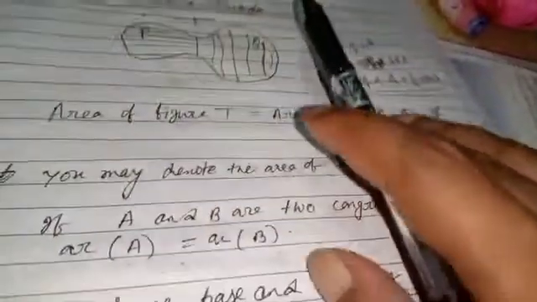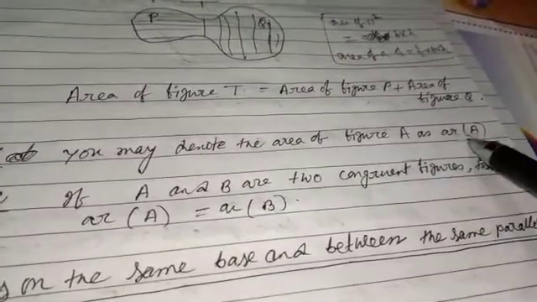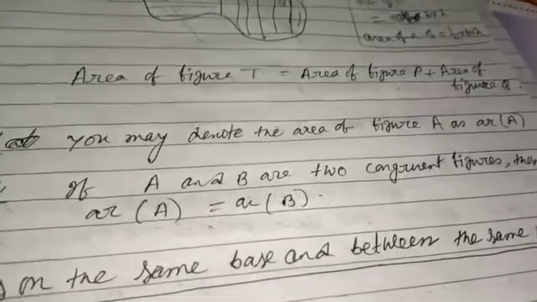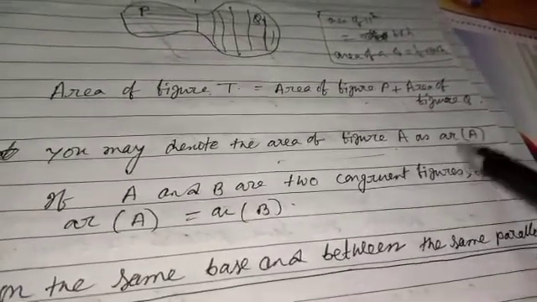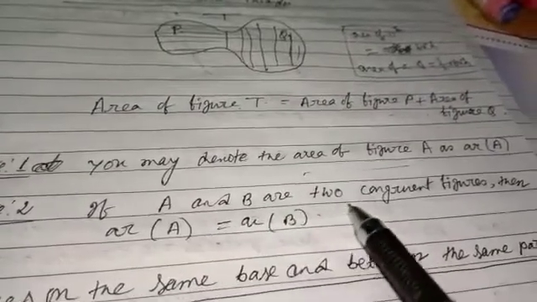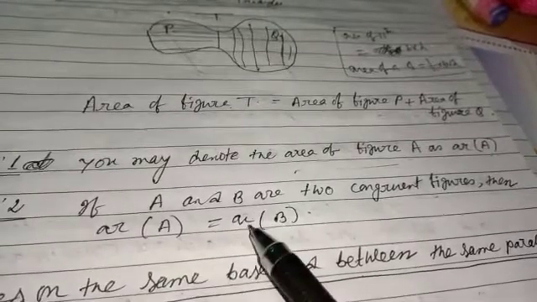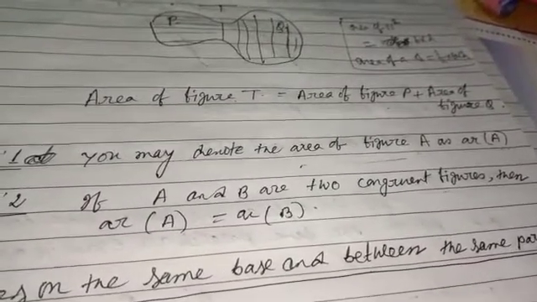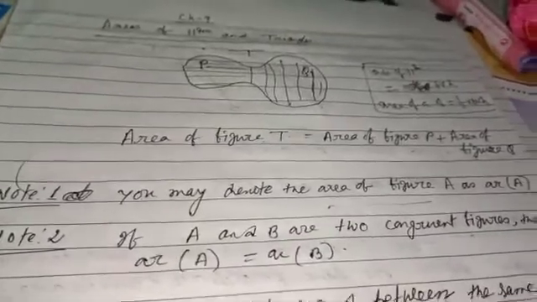Okay, now note 1: you may denote the area of figure A as ar(A). Suppose you have any figure A, then you can write the shortcut ar(A), which means area of figure A. Note 2: if A and B are two congruent figures, then their areas are equal. It means ar(A) equals ar(B). If you get congruent figures, then their areas are equal. Okay, this is the general concept of this chapter.